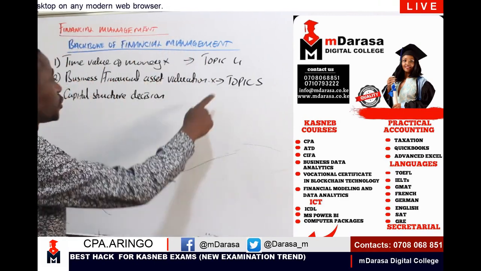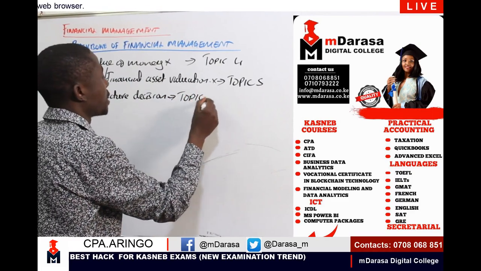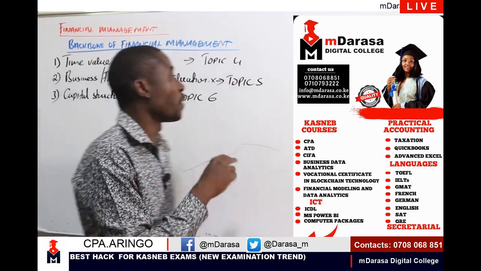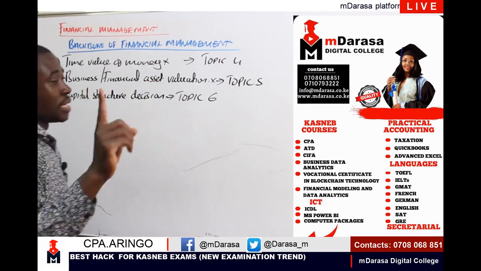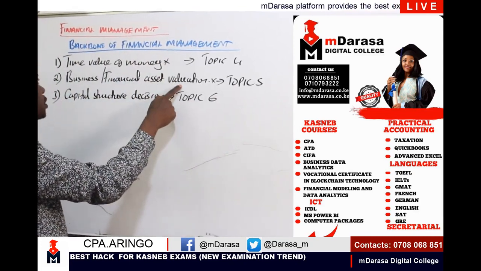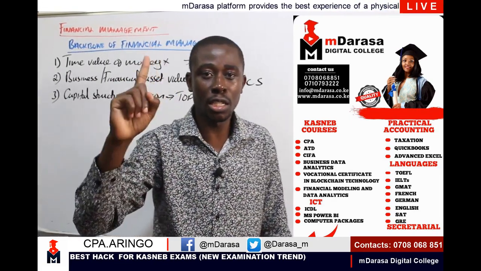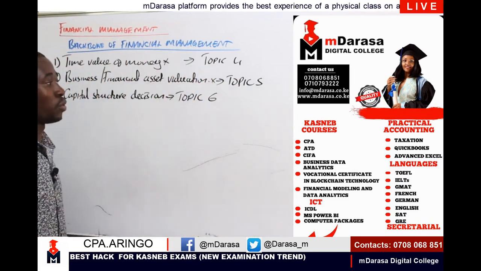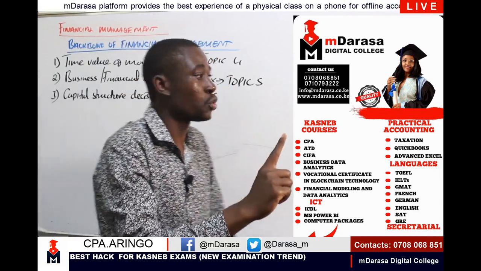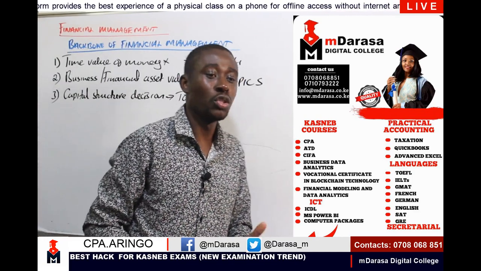So topic number five will affect us directly in topic number six. Topic number five will have a direct impact in topic number six. See how this flows. Topic four will affect us directly in topic five. Topic five will affect us directly in topic number six. Imagine this tragedy if you've not understood topic number four. That is to say, topic number five will be quite difficult for you to handle, as well as topic number six.